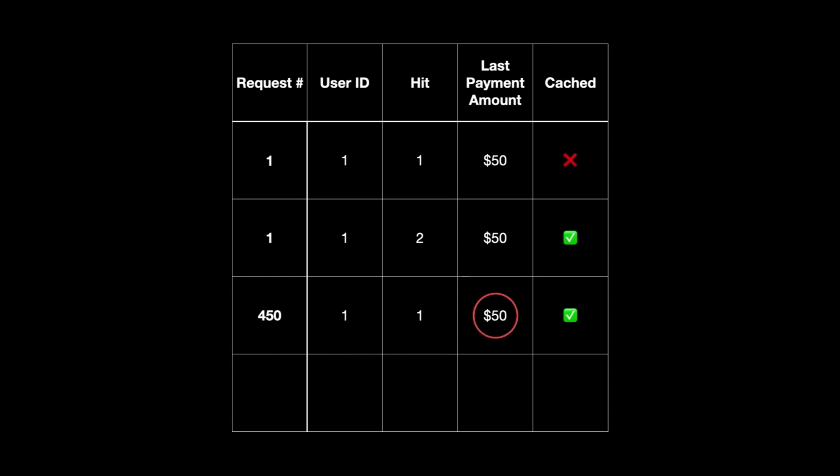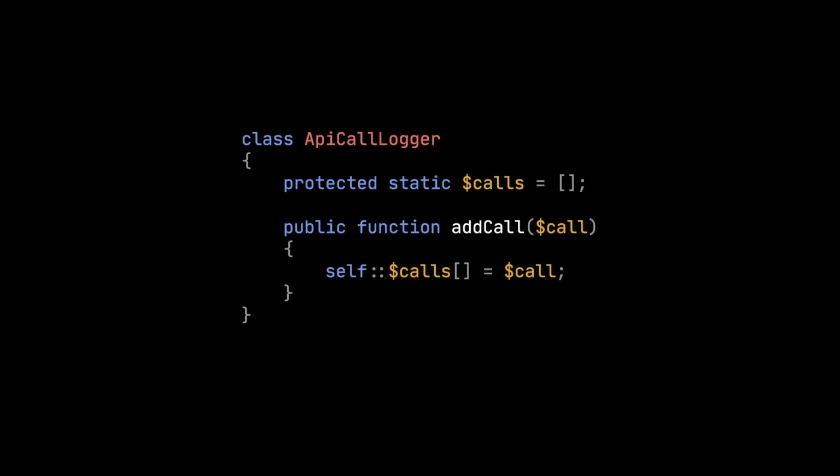Another example: let's say you have an API call logger and you just log API calls. Again, you assume that it's going to get destroyed at the end of the request, so I don't have to worry about that. But if you have a long-running environment that's going to keep running and running, it leaks memory, and at some point this might be a problem.